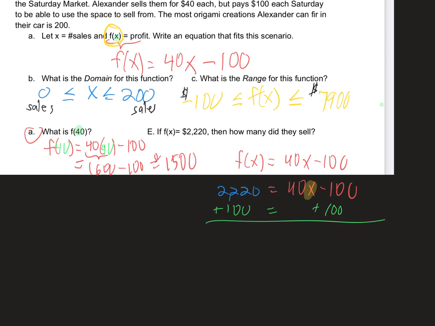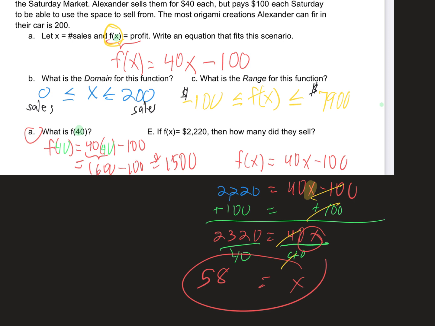Add 100 to both sides so that the negative and positive cancel out. All right, and now just to get rid of times 40, we'll divide both sides by 40. And now we have x, because 40 divided by 40 is 1x. And on the other side, we have 58. There it is. We'll have 58 sales, and that will cause us to make a profit of $2,220. So that's how you do that problem. I hope this little discussion has helped.